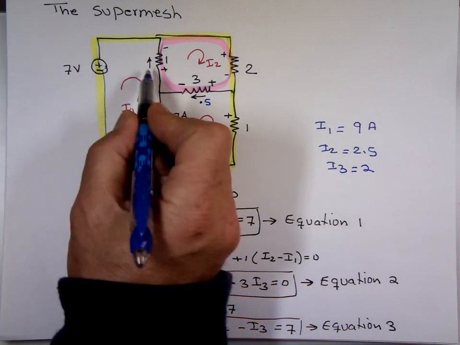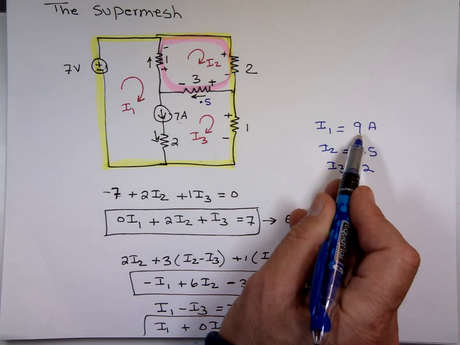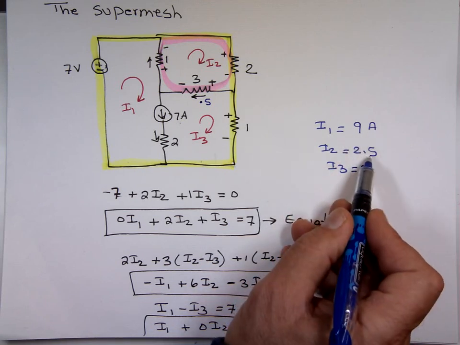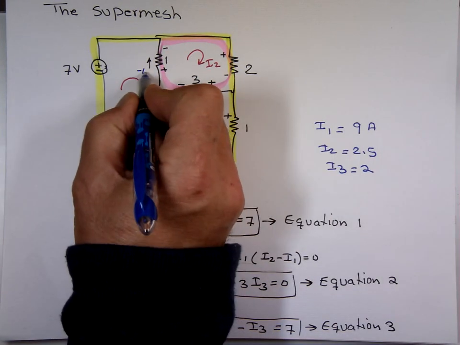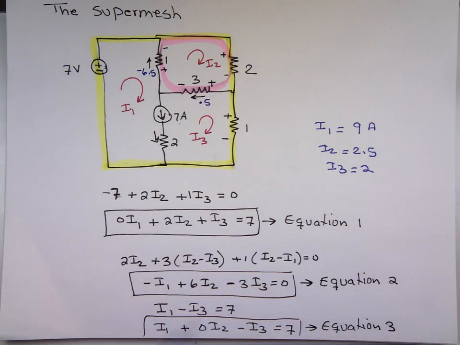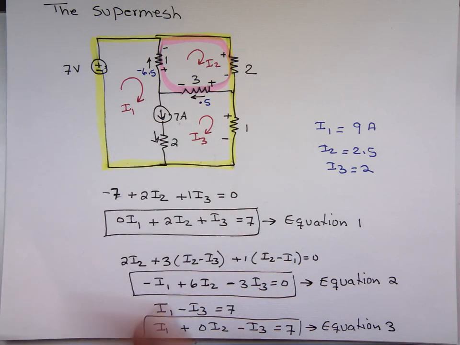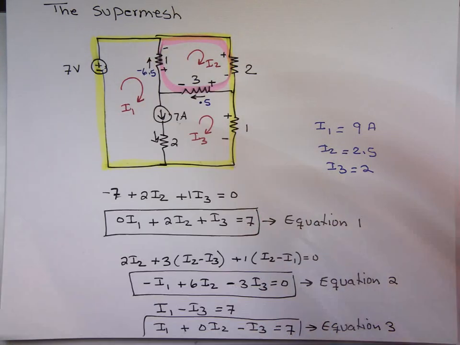If you want the current going up there, it's I sub 2 minus I sub 1, 2.5 minus 9, that's negative 6.5. That means it's really coming down at 6.5. So 6.5 coming down, 0.5 coming down, 7 out. So we can find everything about that circuit. We can find the voltage here, here, here. Everything you want to know, once we have these currents, we can find.